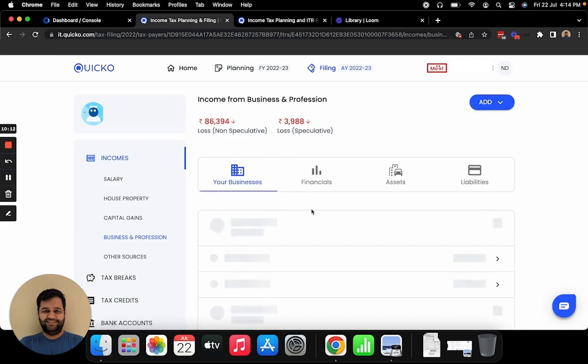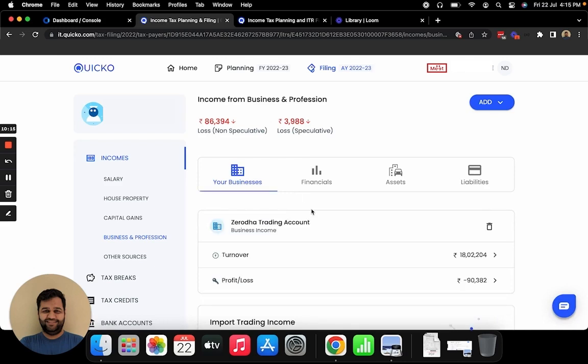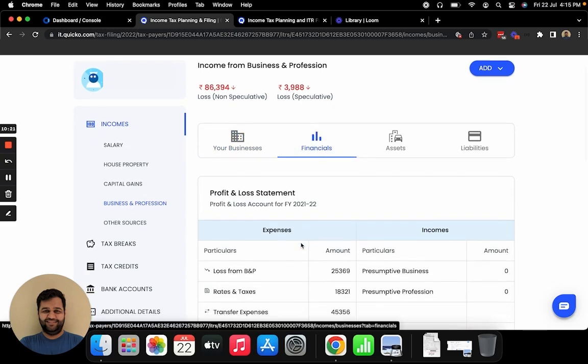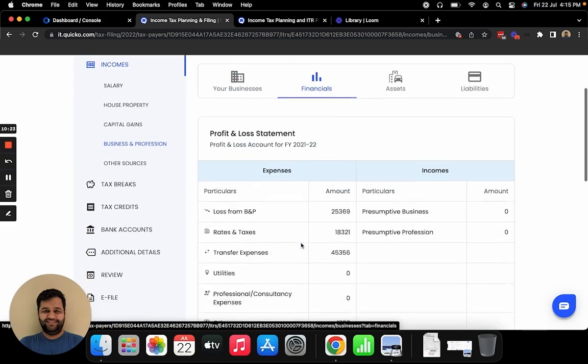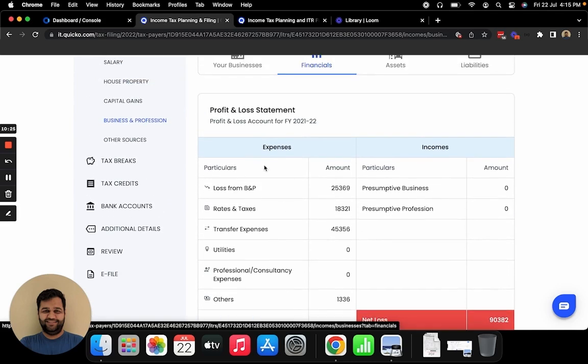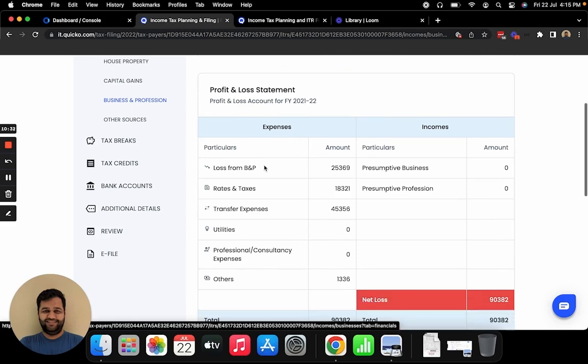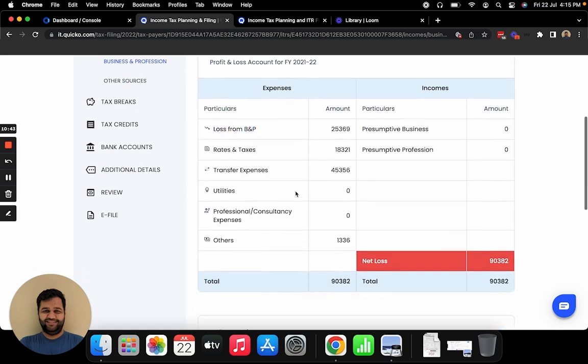So let's go back. So when you are reporting your business profession income, you have to keep two things in mind. You will have to report your financial statements. Your financial statements are nothing but your profit and loss statement and your balance sheet statement, right? So what is profit and loss statement? Profit and loss statement is essentially all your incomes and all your expenses. So in this case, because I had incurred losses, you can see on the expenses side, I have a loss from business and profession income, and all other transfer expenses are also accounted for.